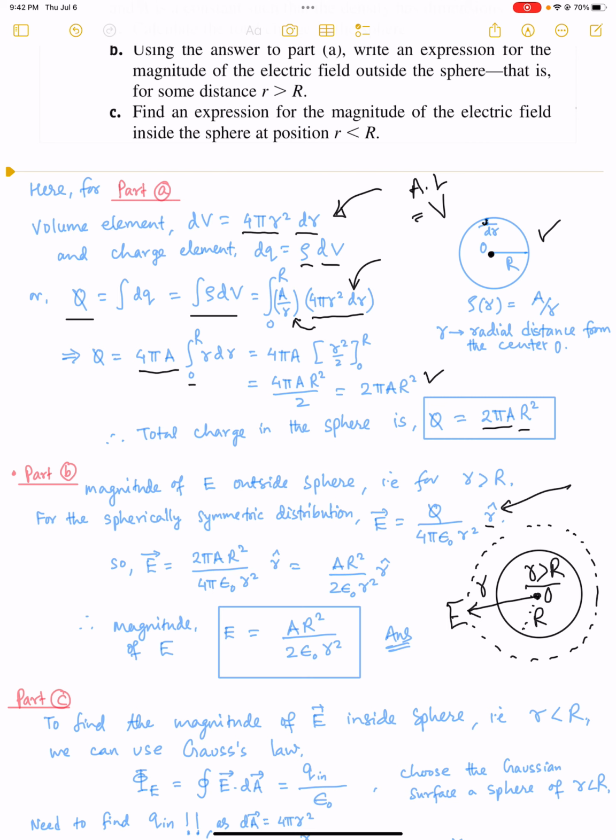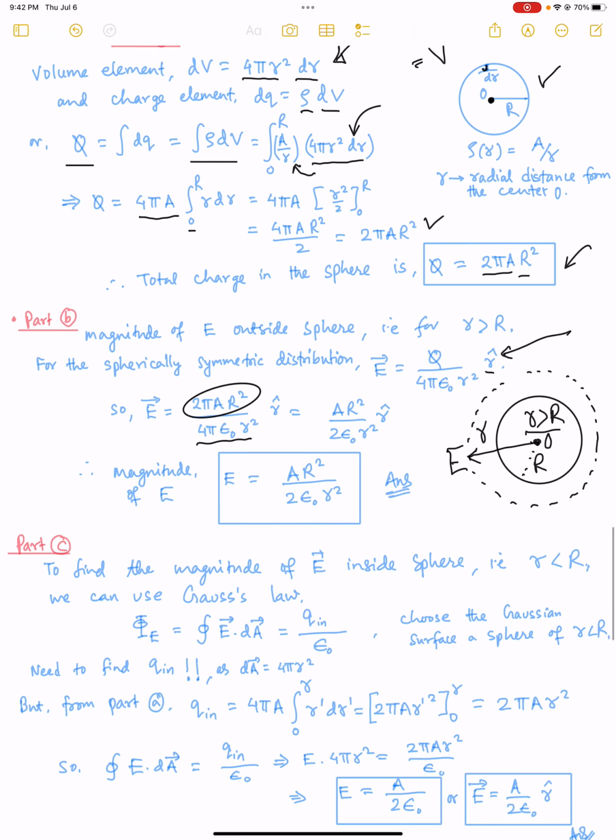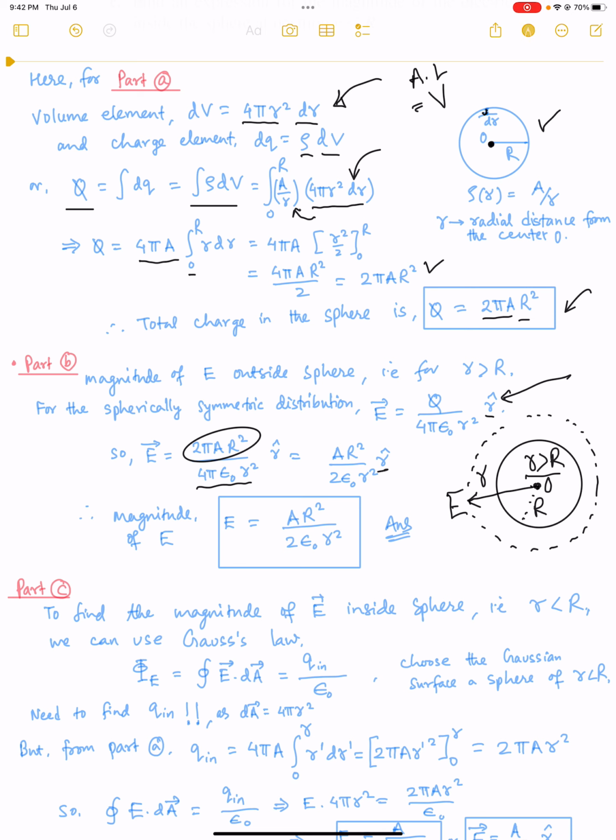We already calculated the value of the total charge Q, so we can use that here and everything will be the same. We use this value, and you can cancel the terms. This is in vector form. If you want the magnitude, you can drop the unit vector, so it will be a R squared over 2 epsilon naught r squared.